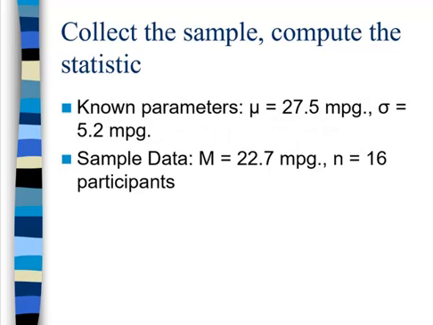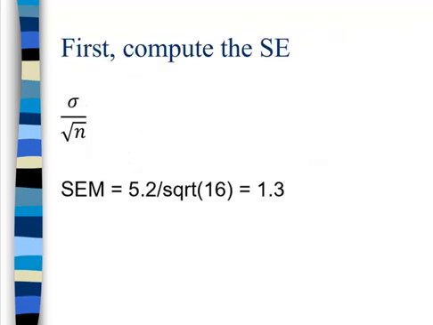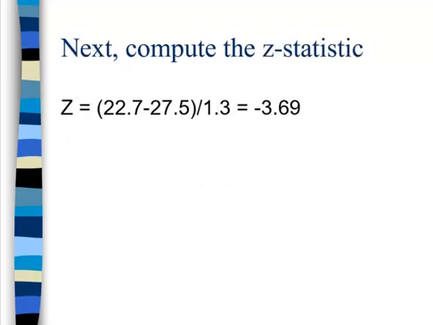Here's our sample data. Here's our population data. First thing we should do is compute the standard error of the mean. So we're going to take the sample standard deviation divided by the square root of our sample size. And that's going to give us a standard error of the mean of 1.3. When we subtract the population mean from our sample mean, and divide that by the standard error of the mean, we get a computed Z statistic of negative 3.69.